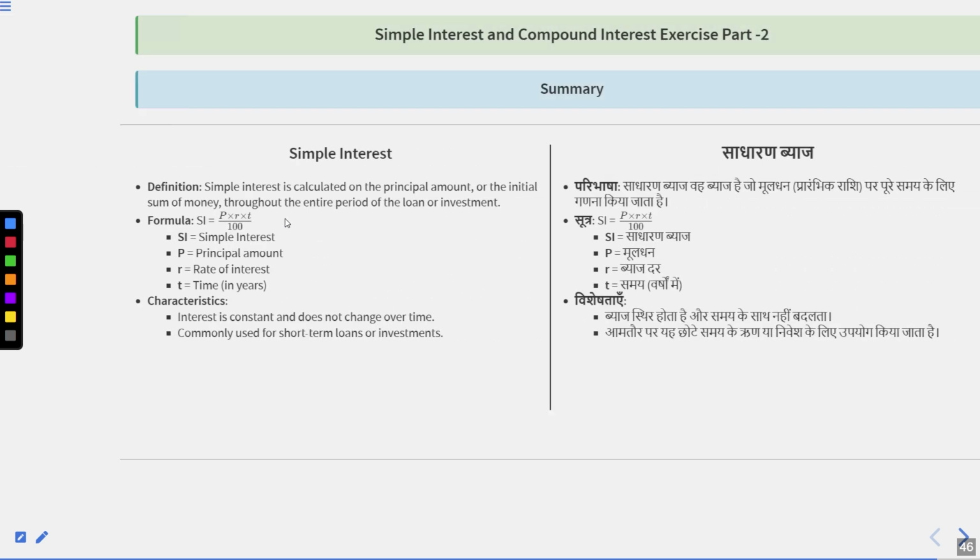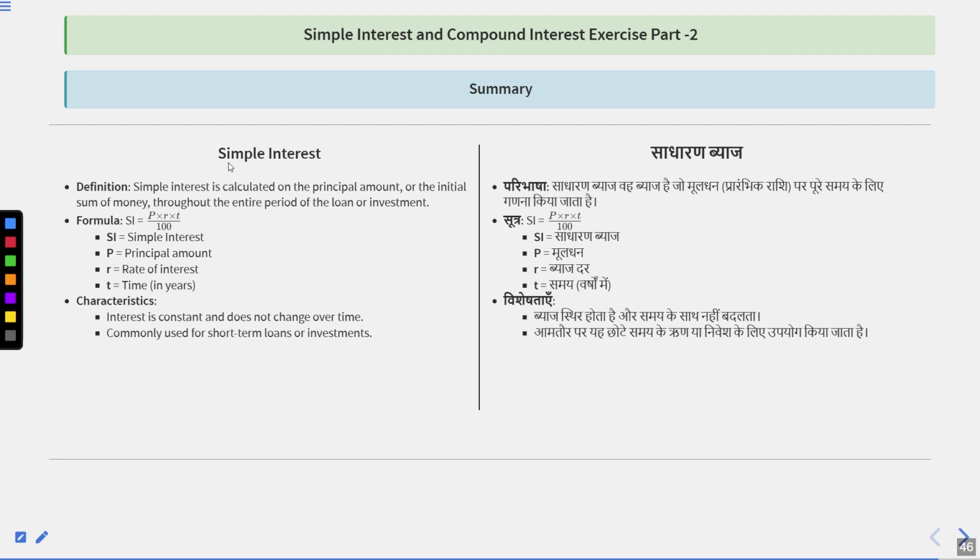Clear? So summarizing today's lecture, what is simple interest? The definition of simple interest: it is calculated on the principal amount, or the initial sum of money, throughout the entire period of the loan or investment. So the formula will be simple interest equals PRT upon 100, where SI denotes simple interest, P is the principal amount, R is the rate of interest, and T is time, in years. Clear? Characteristics: interest is constant and does not change over time. Clear? Commonly used for short-term loans or investments.